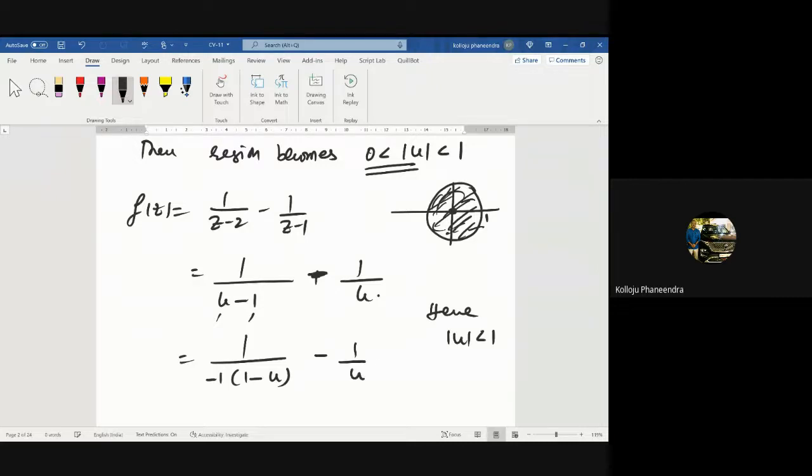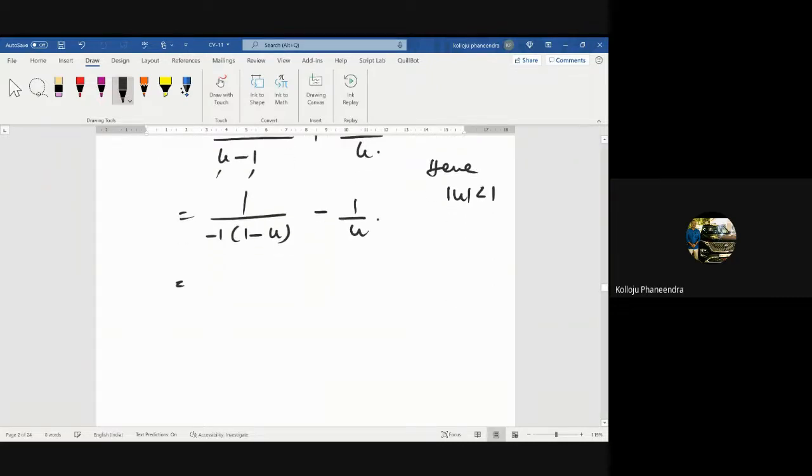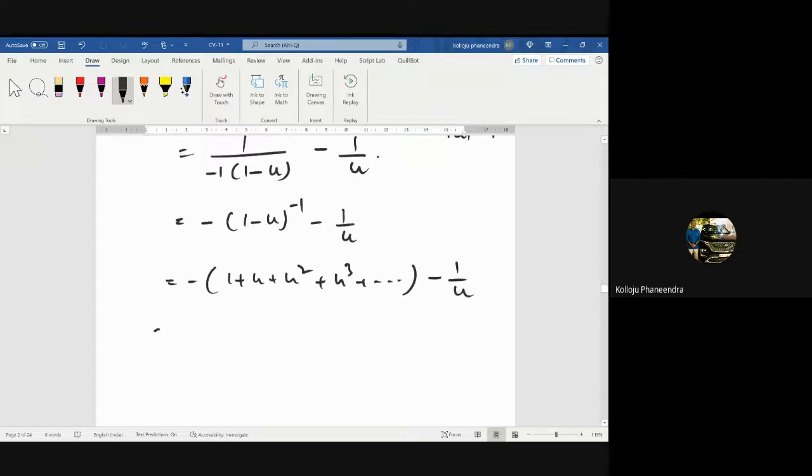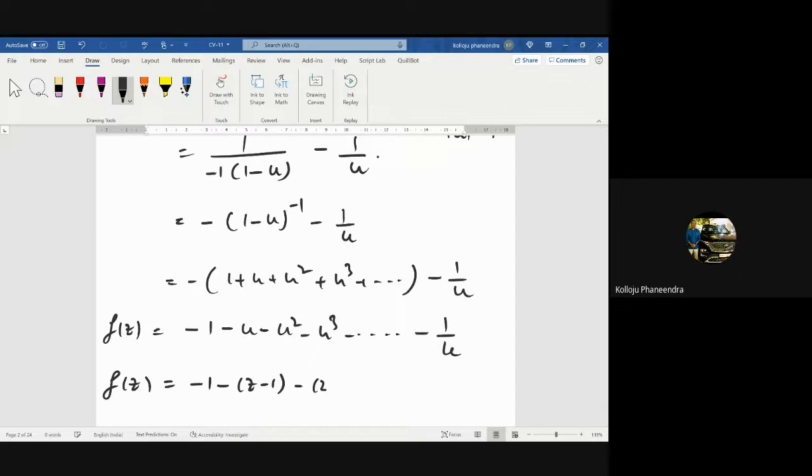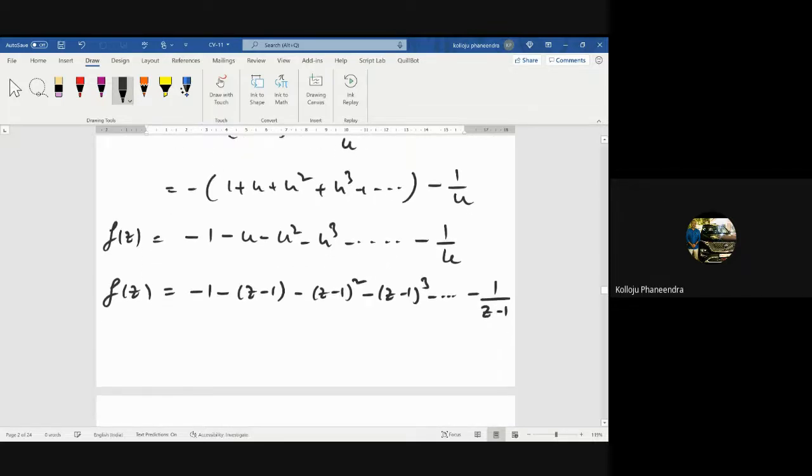There is no expansion for 1 by u as it is. That is equal to minus, 1 minus u whole to the power of minus 1, times 1 by u. So minus, 1 plus u plus u square plus u cube and so on, times 1 by u. So the expansion of f of z is minus 1 minus u minus u square minus u cube, minus 1 by u. Now substitute the u value, z minus 1: minus 1, z minus 1, z minus 1 whole square, z minus 1 whole cube and so on, minus 1 by z minus 1.